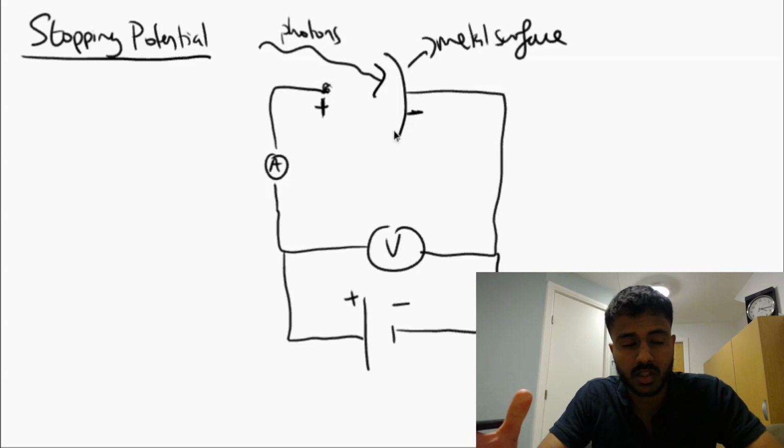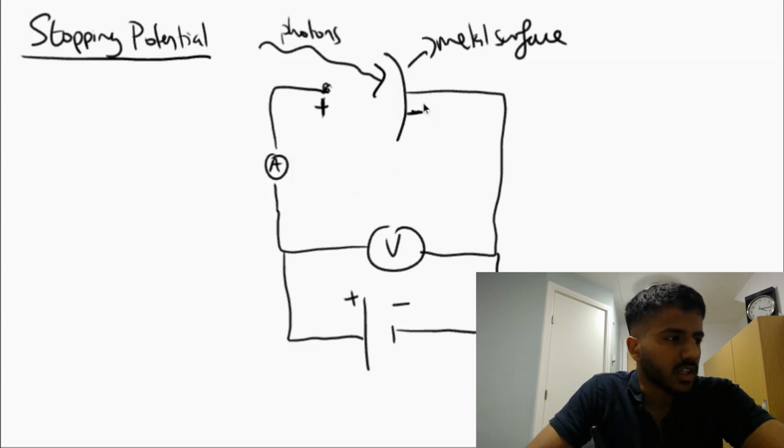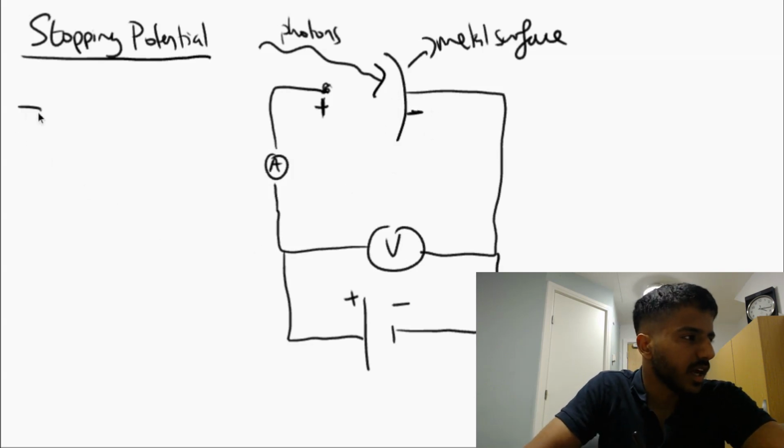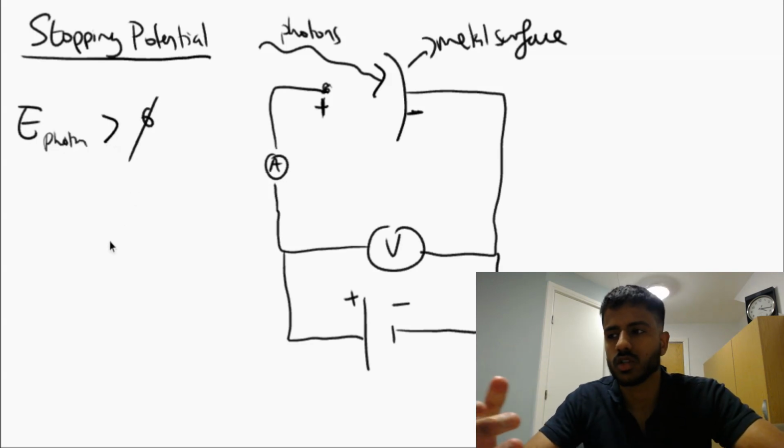And we saw from last time that when we have incident photons on this metal surface, electrons are going to get released. So the photons hit the surface, and we're assuming that the energy of the photons is greater than the work function. So we know that the electrons are therefore going to get released.